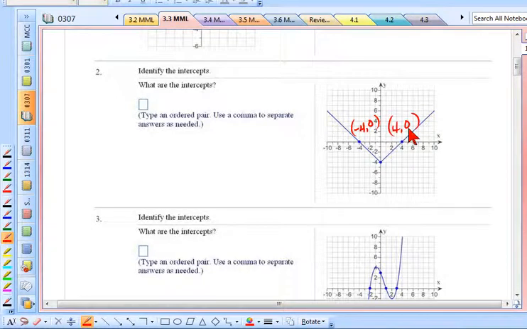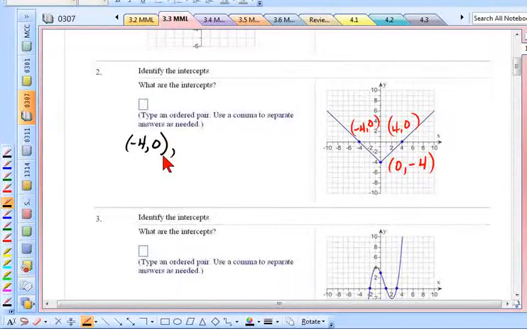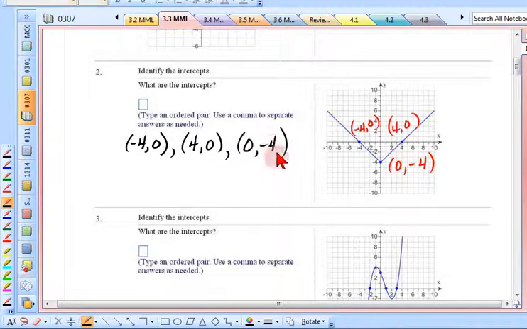You always do the x first. What ordered pair names the y-intercept? 0, -4. So when I would write this answer, here's what mine would look like, and yours might look different. But I would have (-4, 0), comma, (4, 0), comma, (0, -4). If you mistype that in any way, MathLab's going to tell you it's wrong.